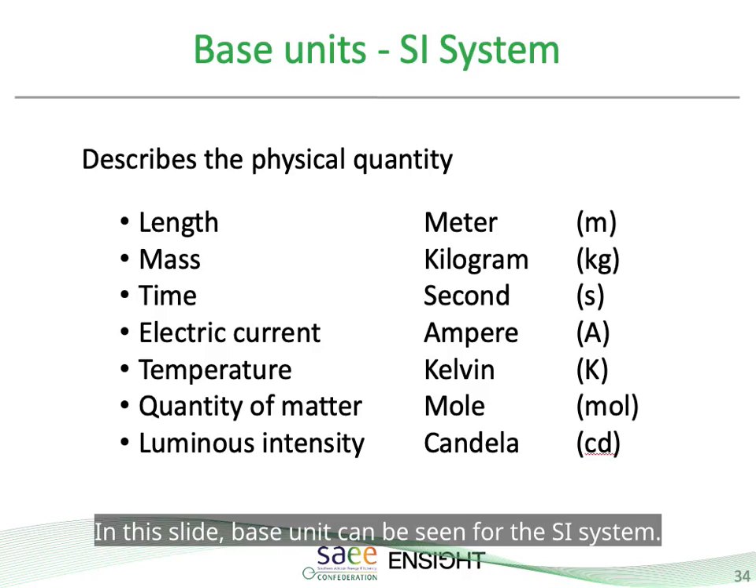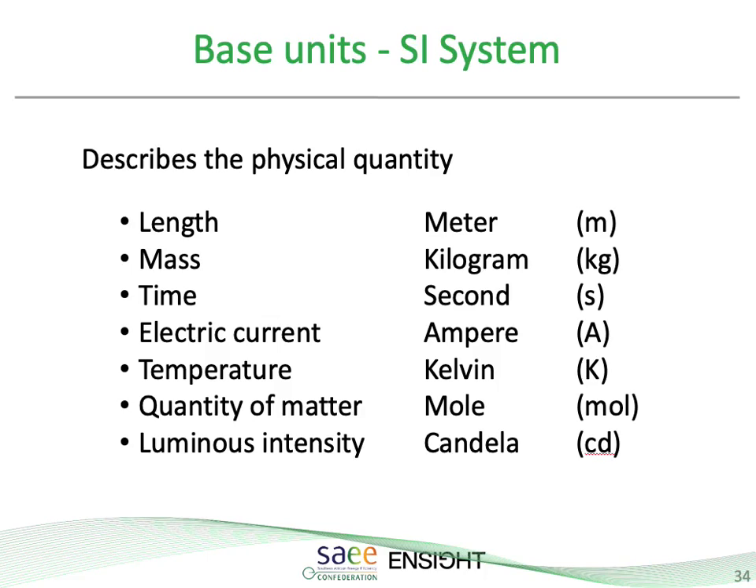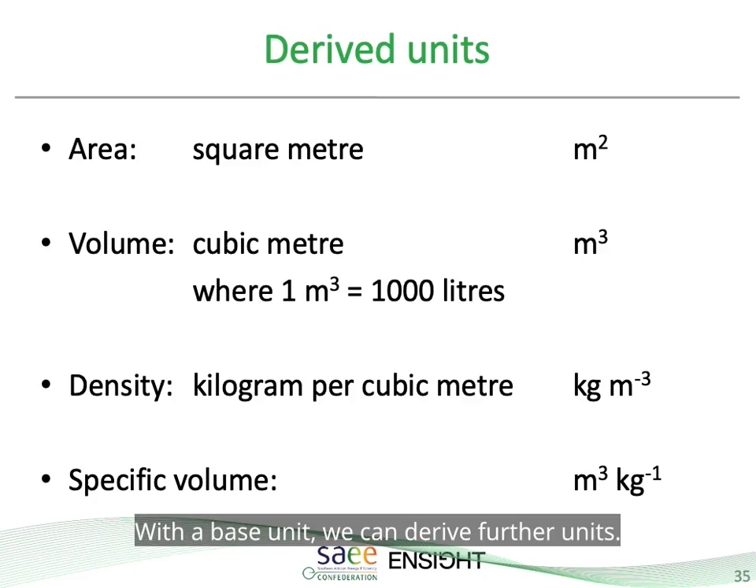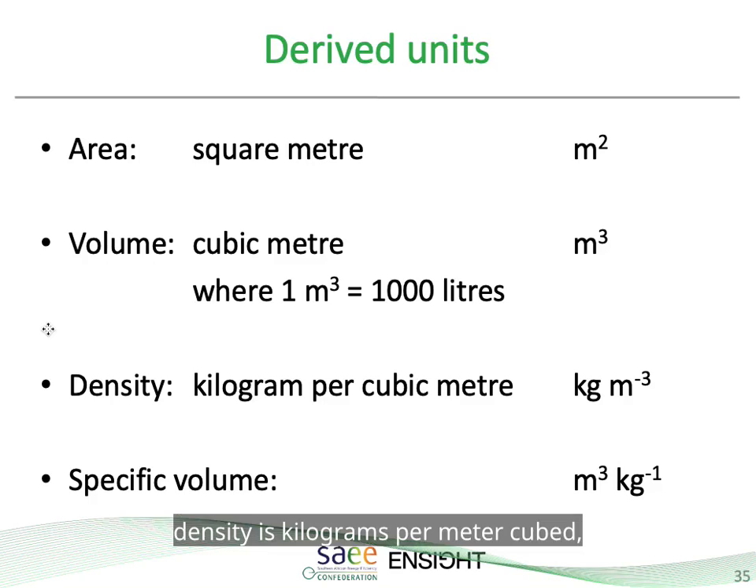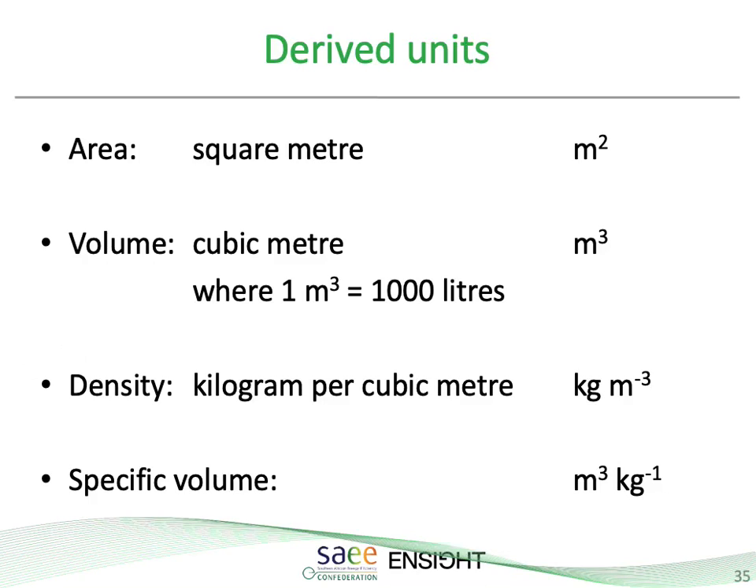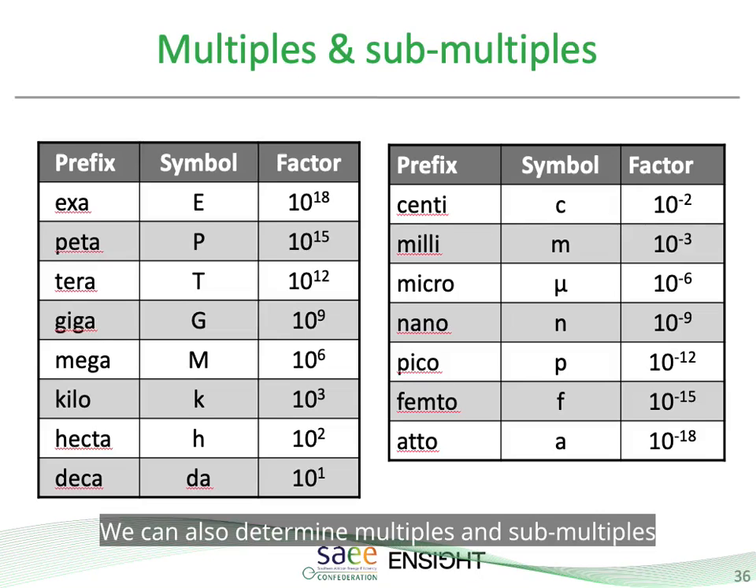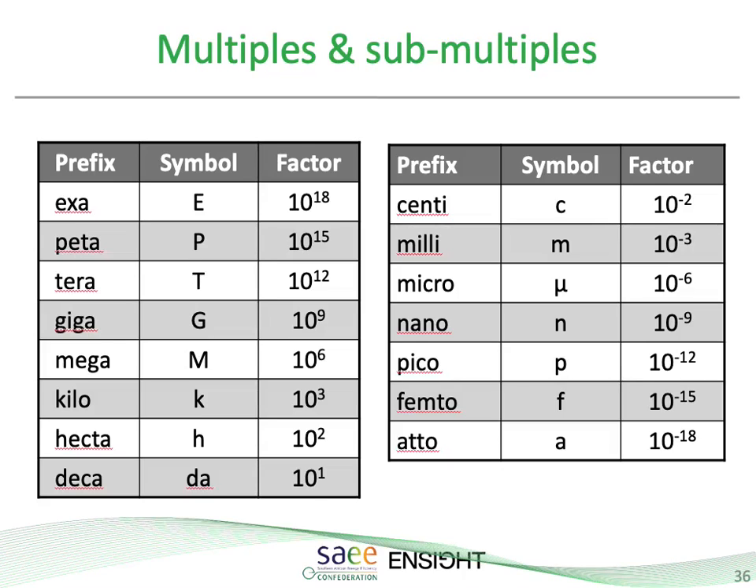In this slide, base units can be seen for the SI system. With the base units, we can derive further units. For example, area is meter squared, volume is meter cubed, density is kilograms per meter cubed, and specific volume is the inverse of density, where it's meter cubed per kilogram. We can also determine multiples and submultiples when working with bigger or smaller numbers to make them more understandable.